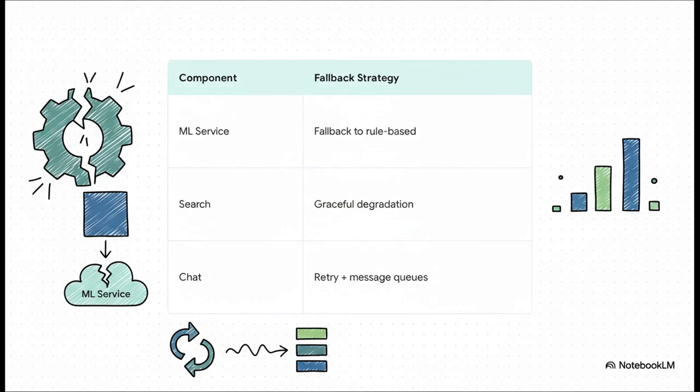But, in the real world, things break. What happens then? Does the whole site just crash? Nope. The system is designed to fail gracefully. If that complex machine learning service has a problem, it just falls back to a simpler, rule-based matching system. If the search is struggling, it might show you slightly fewer results instead of just giving you an error page. The user experience is protected, even when things go wrong in the background.